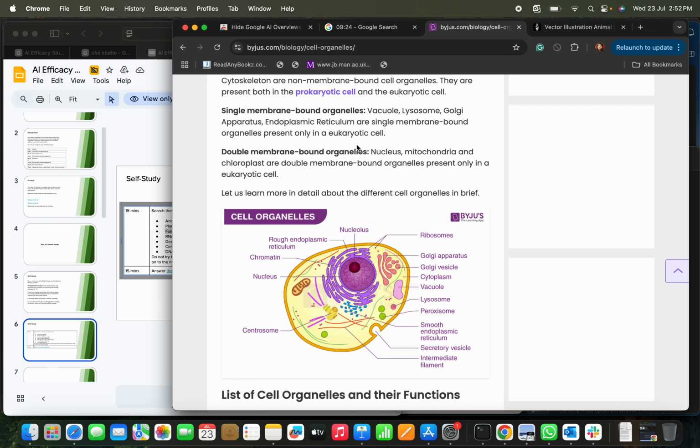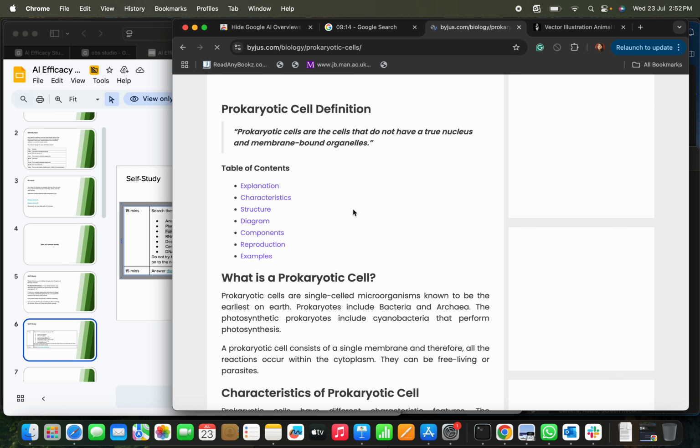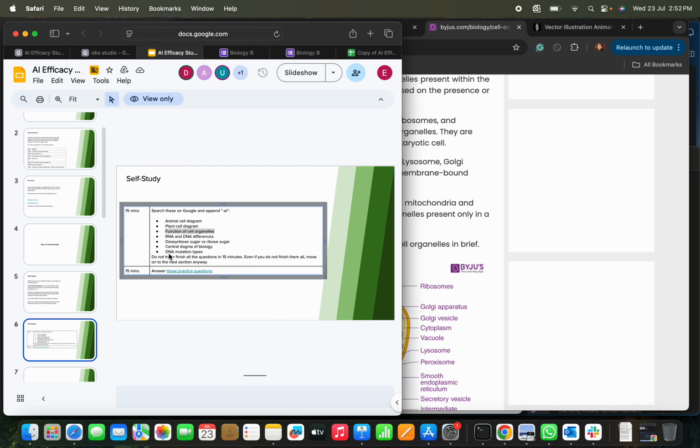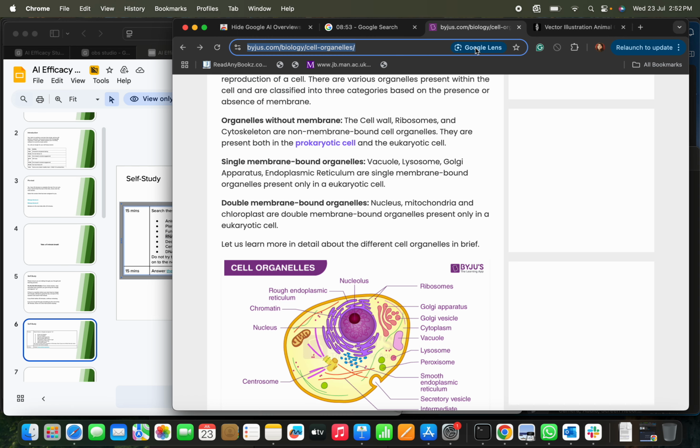So I believe prokaryotic means cells without a nucleus. They have no true nucleus and membrane. So there are some cell organelles which are also present within the eukaryotic cell that do not have membranes. This is something I looked at before also, but let's go with that again.